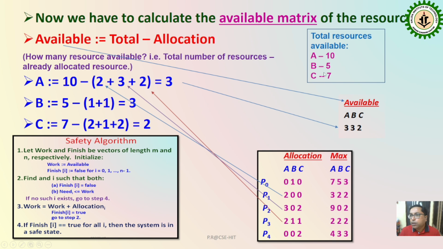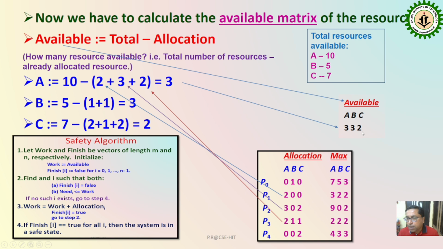For example, B, total B is 5. 5 minus what is allocated? 1 is for P0, 1 is for P3. That means 5 minus (1 plus 1), that is equal to 3. So available is equal to 3. And for C, it is 7. What is 7? 7 is the total number of resources minus (2 plus 1 plus 2). What is this 2 plus 1 plus 2? For C, P2 is blocking 2 resources of type C, P3 is blocking 1 resource of type C, P4 is blocking 2 resources of type C. So 2 plus 1 plus 2 here. Now available C is right now 2.